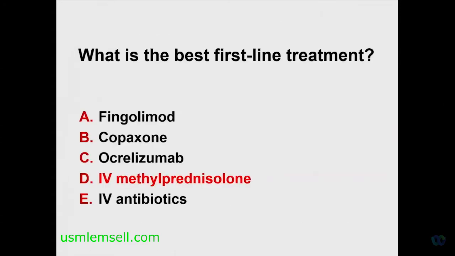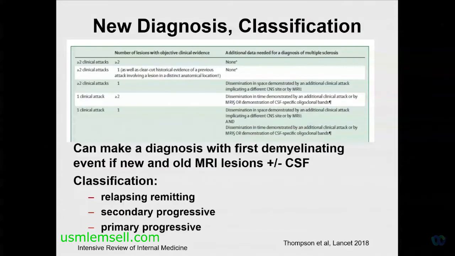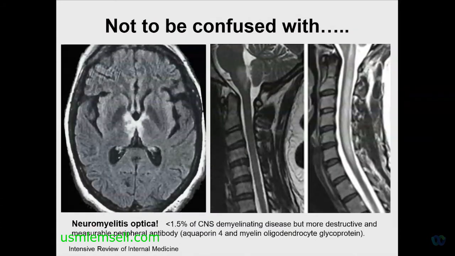The other way to do it is with CSF testing. So if they have positive oligoclonal bands in their CSF, that counts as dissemination in time as well. This is not to be confused with this entity, neuromyelitis optica. This is a much more rare form of a CNS demyelinating disease, but it's much more severe. It's typically associated with one of two antibodies, aquaporin 4 antibodies or myelin oligodendrocyte glycoprotein antibodies.